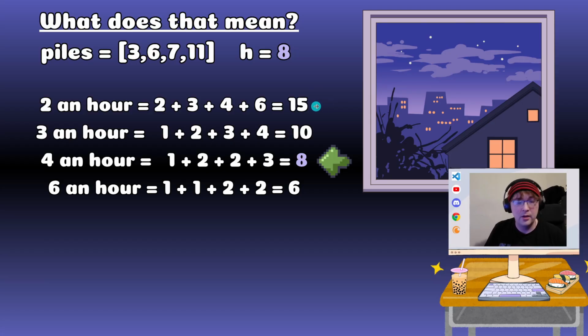So now I think, all right, what would happen if I ate more bananas an hour? Instead of 3, I eat 4 bananas an hour. In this situation, it would take 1 hour to get through 3 bananas, 2 hours to get through 6, 2 hours to get through 7, and then 3 hours to get through 11. As a result, this gives us the number 8, which tells us the best option to reach our goal of 8 would be 4 bananas an hour.